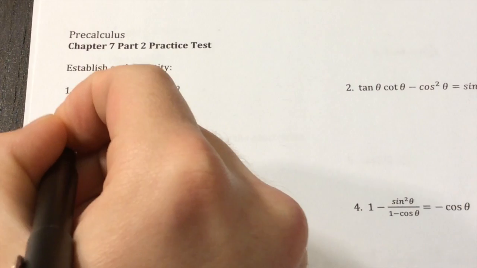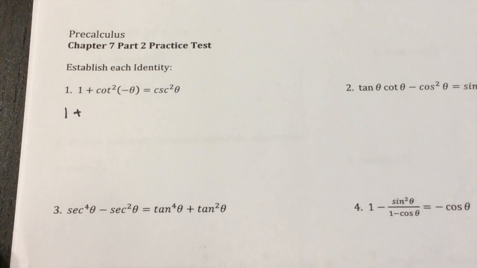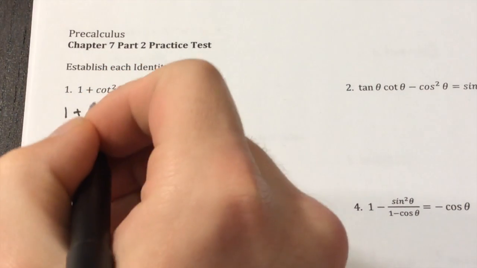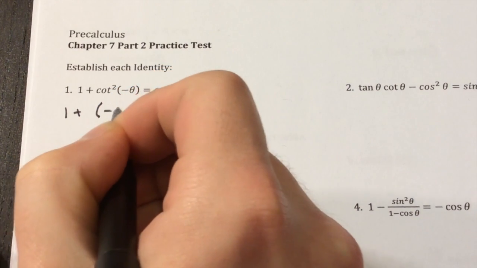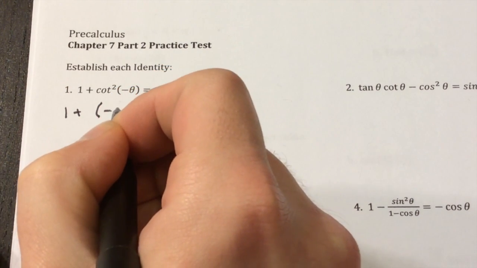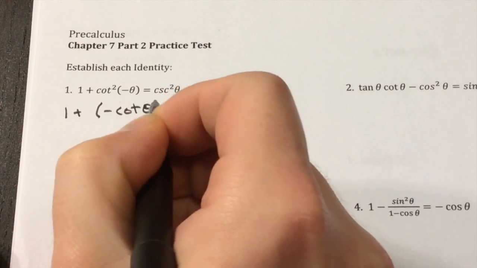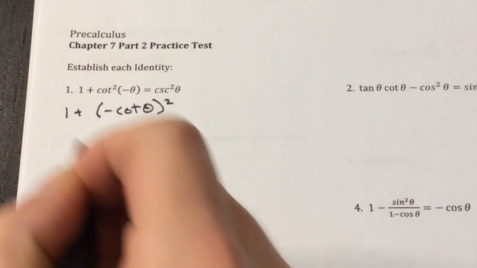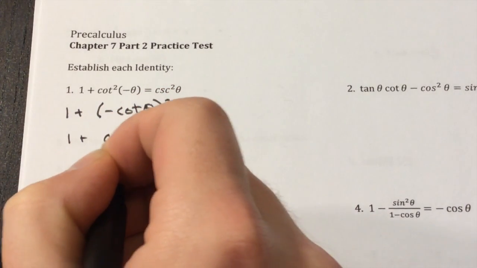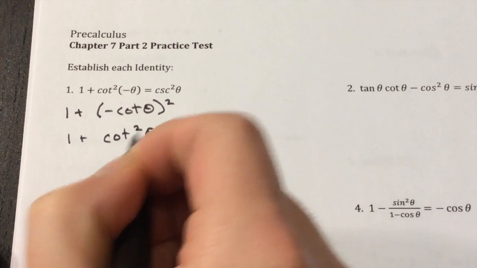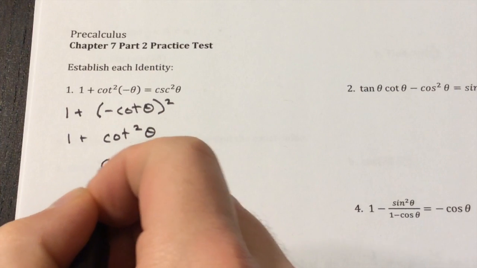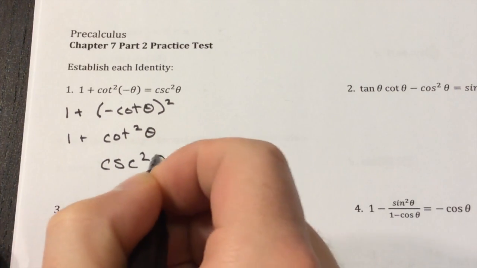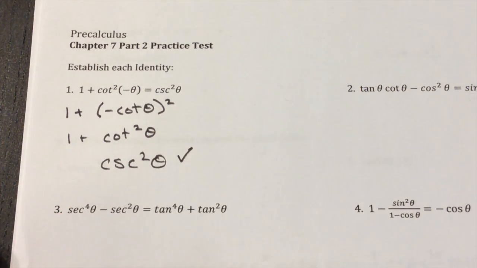So step one, if we look at the even odd identities, we see that cotangent is odd. So cotangent of negative angle is the same as negative cotangent, and squared, that means it's 1 plus cotangent squared theta. 1 plus cotangent squared is cosecant squared. So we're done.